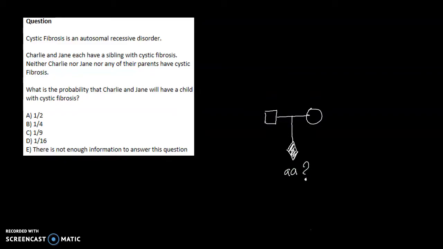So Charlie and Jane each have a sibling with cystic fibrosis. So we will include that information in the pedigree. Jane's sibling, let's say it's her brother who is affected by the disease. Charlie's sibling, let's say it's his sister who is affected by the disease as well. The next thing that we're given is that neither Charlie nor Jane nor any of their parents have cystic fibrosis. Let's also include that in the pedigree.